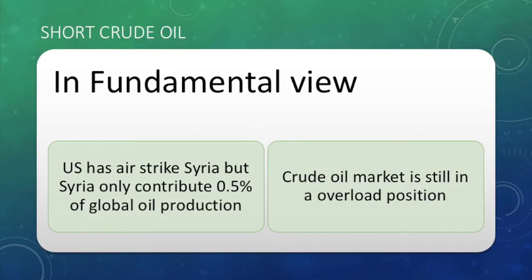Next, I would like to talk about the investments that I have made. First, I have shorted crude oil. There are 2 types of view. First, in the fundamental view, the United States has airstruck Syria. It made the oil price go up, but Syria only contributes 0.5% of global oil production. Therefore, it will not affect crude oil production, and the crude oil market is still in an oversupplied position. Therefore, you can expect that the oil price will be going down in the future.